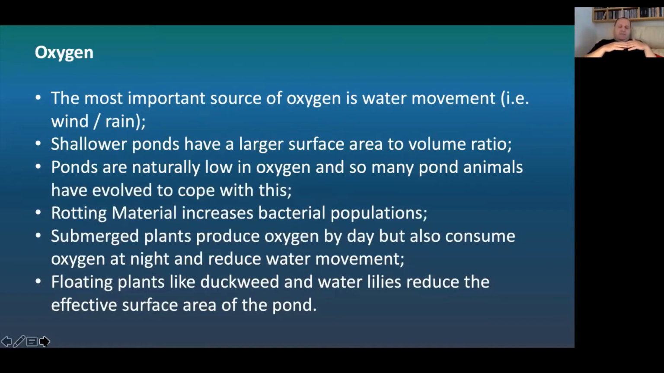And finally, floating plants like duckweed and water lilies can look pretty, but they reduce the effective surface area of the pond. Every square centimetre that is covered by a water lily leaf isn't exchanging any oxygen at all, and they also reduce any water movement. So if you have a lot of those on your pond, the water underneath is likely to be quite deoxygenated.